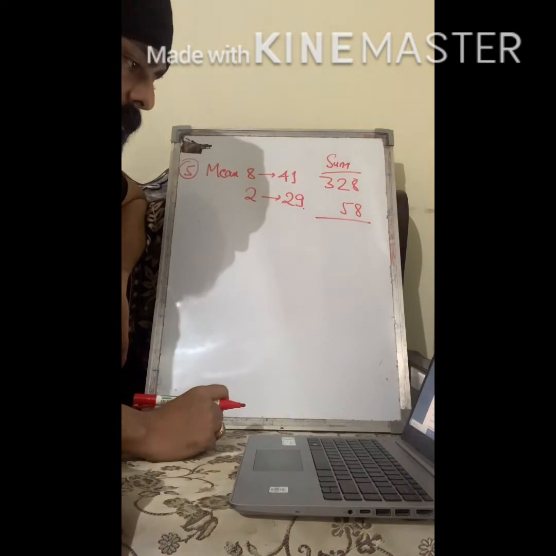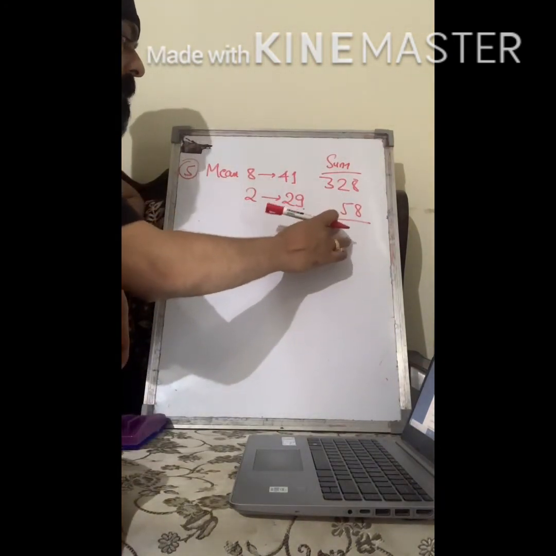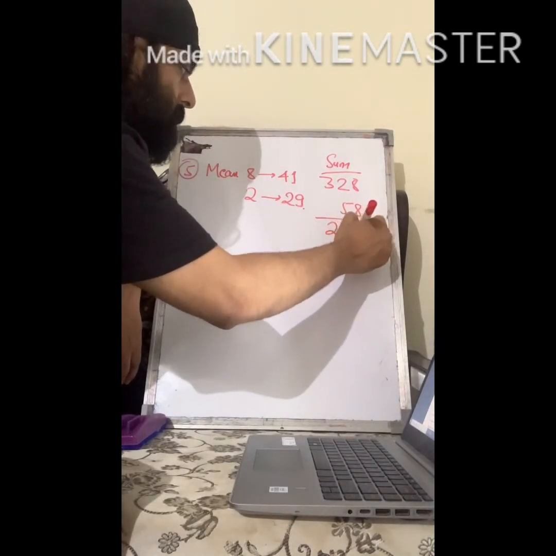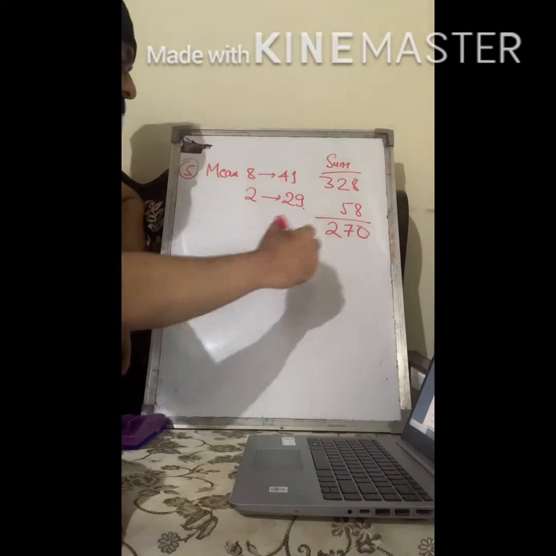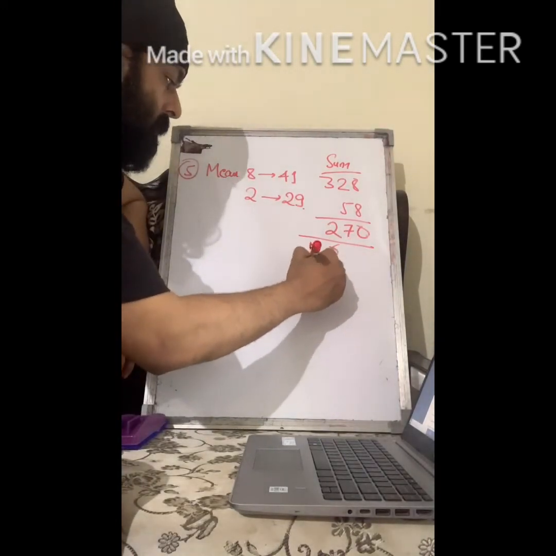Now, work out the mean of the other 6 numbers. 328 minus 58 will be 270. To work out the mean of the 6 numbers, we divide by 6. That is equal to 45.